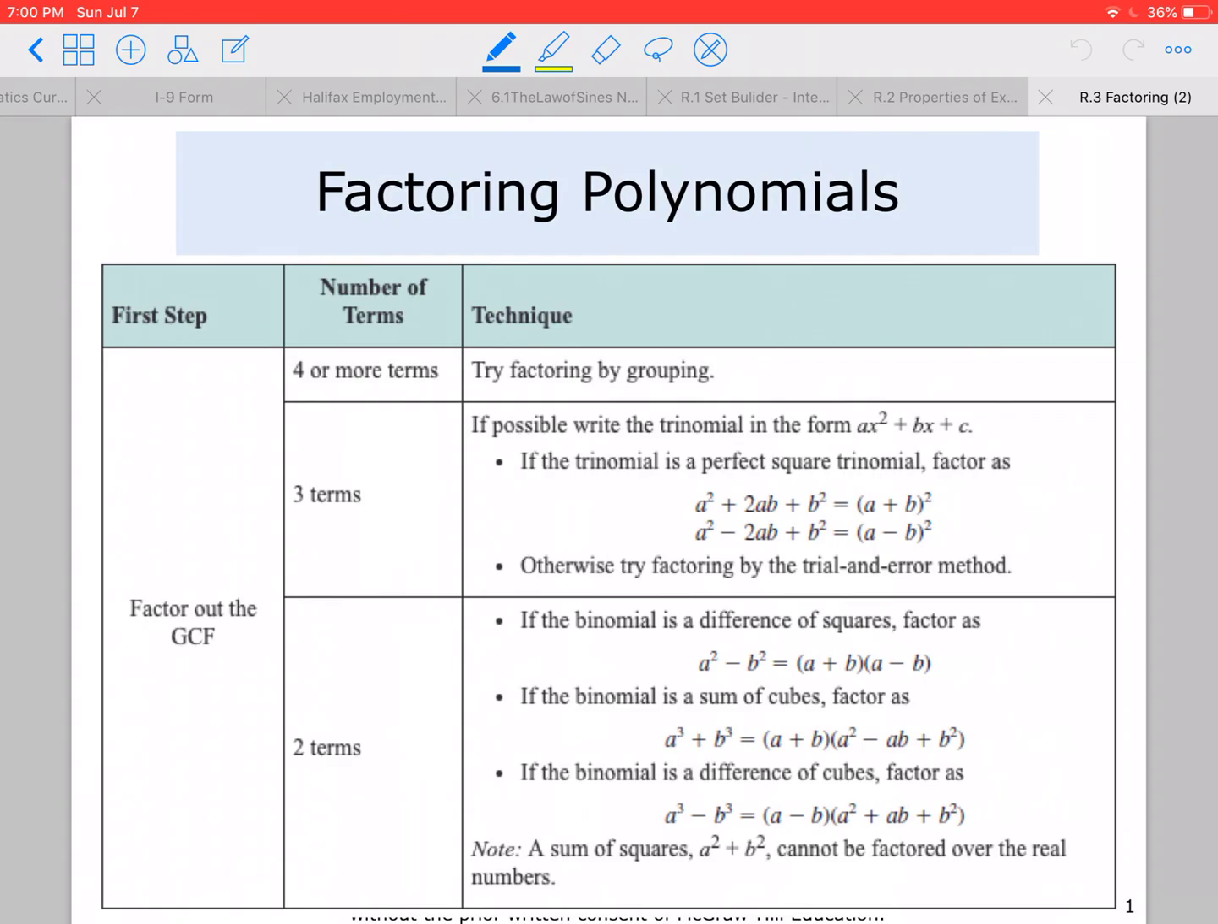If not, do what we did and end up factoring by grouping, as when we have 4 terms. If there's two terms, is it a difference of squares, a sum of cubes, or a difference of cubes?